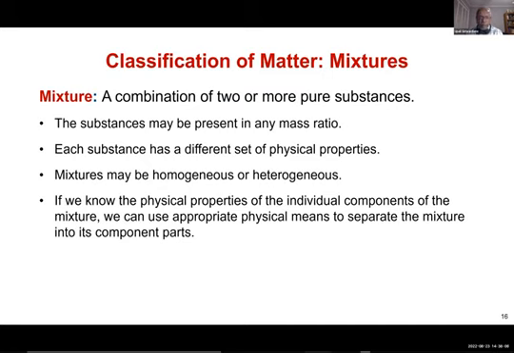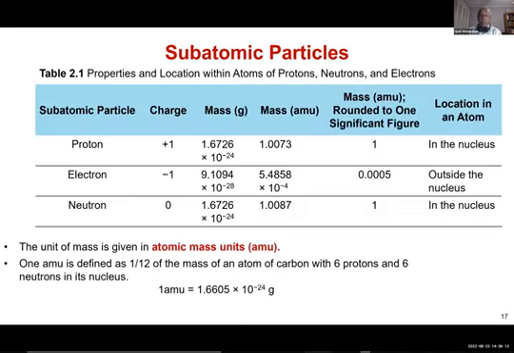I am going to talk about the structure of the atom.